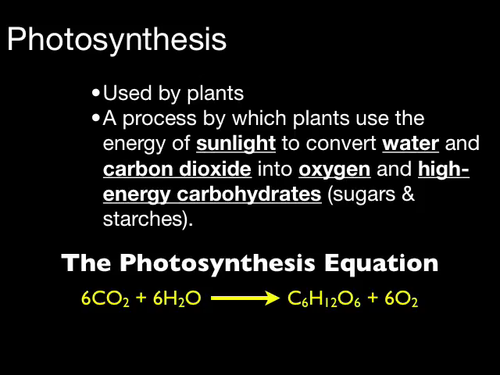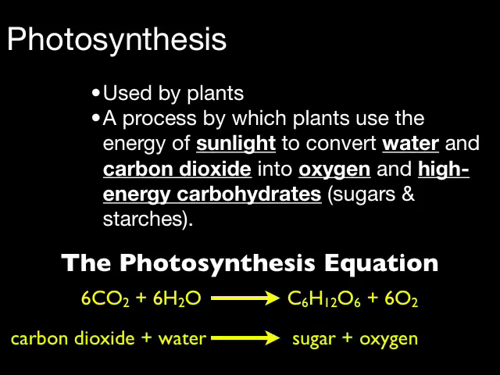And in this process, plants take sunlight and they use it to convert water and carbon dioxide into oxygen and high-energy carbohydrates like sugars and starches. And if you wanted to really boil this down, you can turn it into a chemical reaction like the one displayed here, with carbon dioxide and water as reactants and the sugar and oxygen as products.